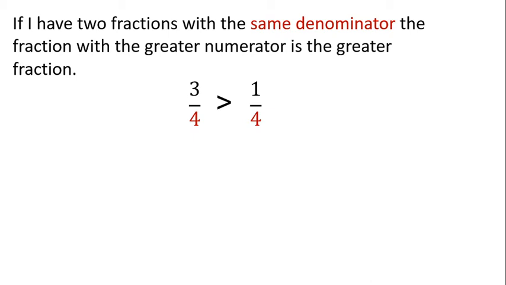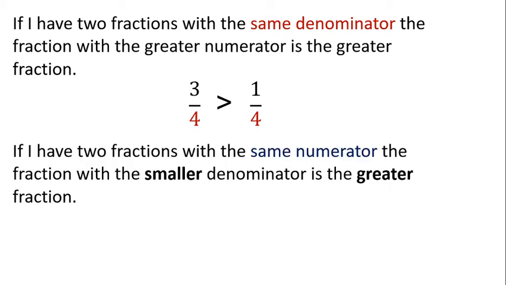The third and last idea for today's lesson, we already talked about before. If I have two fractions with the same numerator, the fraction with the smaller denominator is the greater fraction. For example, if I have 1 over 3 and 1 over 6, 1 over 3 is the greater fraction because 3 is the smaller denominator. It's very important to remember these two rules because we will need them.